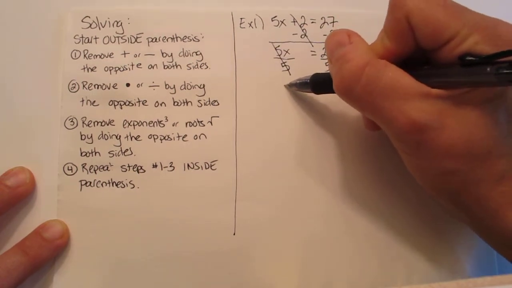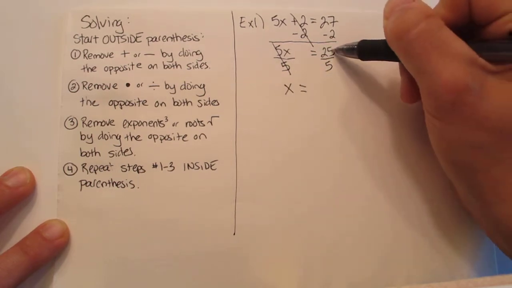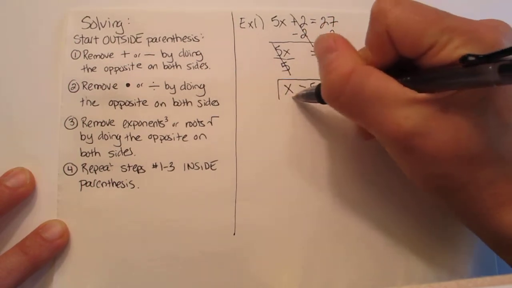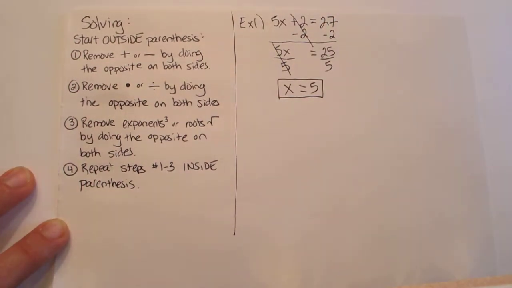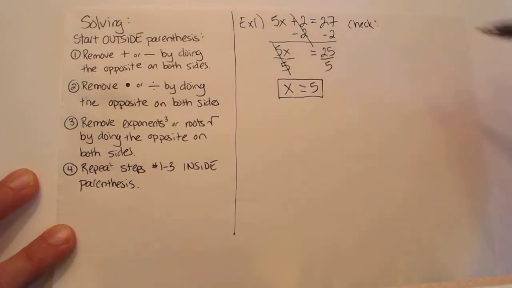And since 1x is the same thing as x, I'm going to leave that 1 off. Bring down the equal sign. 25 divided by 5 is 5. And that's my answer. So I'm going to check it just to prove to you that x does equal 5.